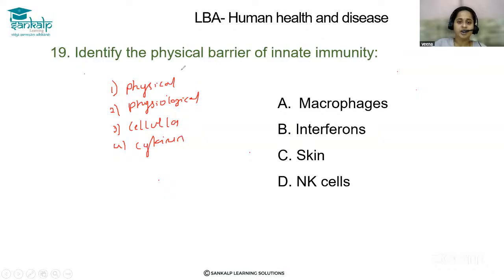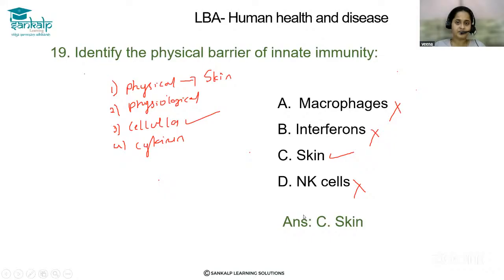Here the physical barrier includes skin, and that acts as the first line of defense. So the physical barrier of innate immunity is the skin. Interferons, macrophages, and natural killer cells all come under the cellular barriers. So the correct answer is option C, skin is a physical barrier of innate immunity.